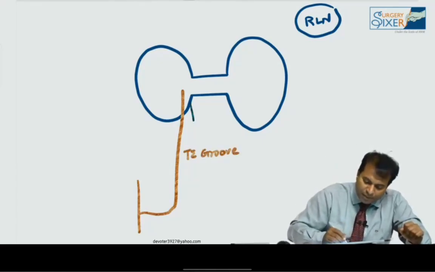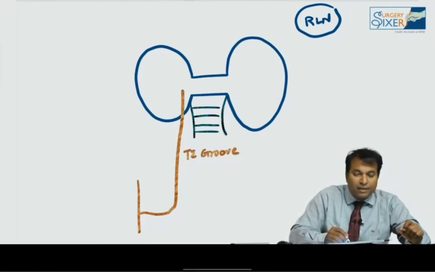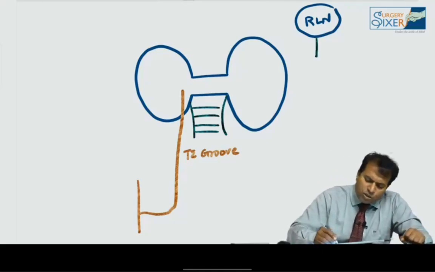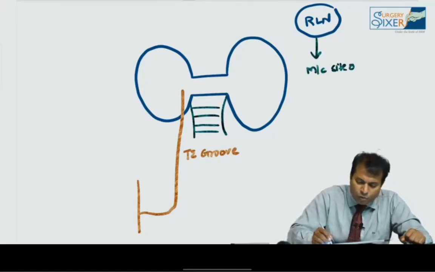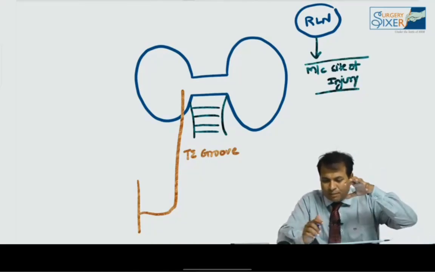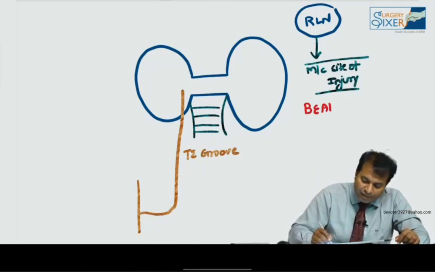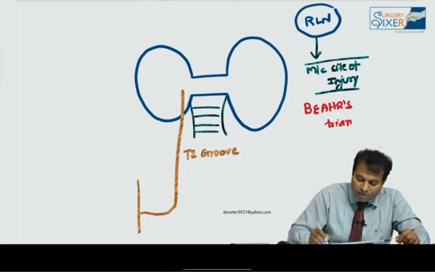For example, this is a trachea, and the nerve is running in the tracheoesophageal groove like this. And what is the most common site of injury of the recurrent laryngeal nerve? Where is the risk of recurrent laryngeal nerve injury more common? It is given by a term, Beer's triangle. This is a highly expected MCQ for you from Bayesian law. Beer's triangle. What is Beer's triangle?